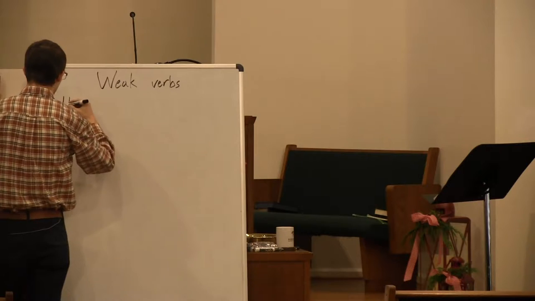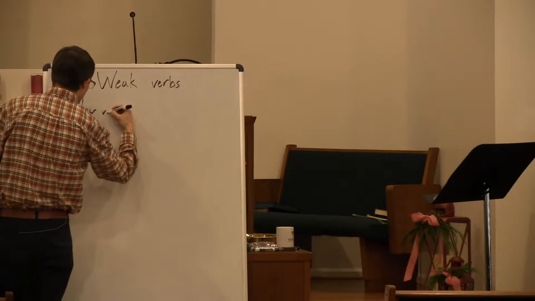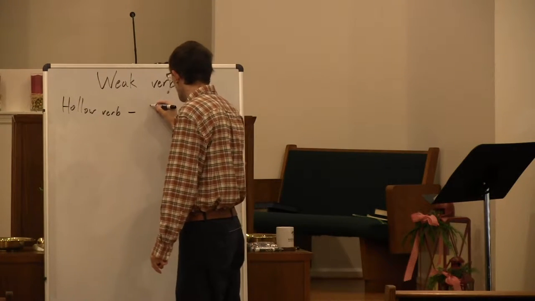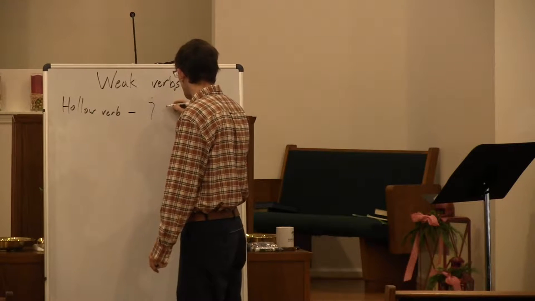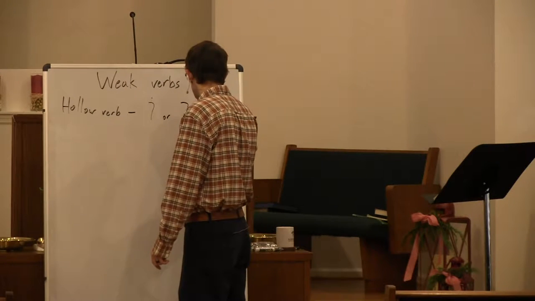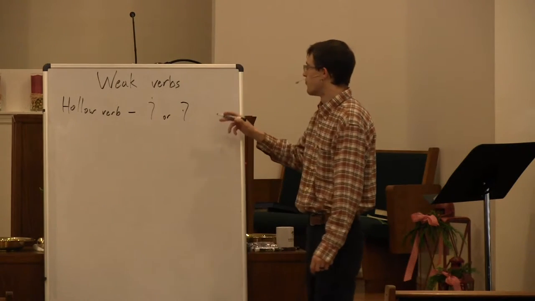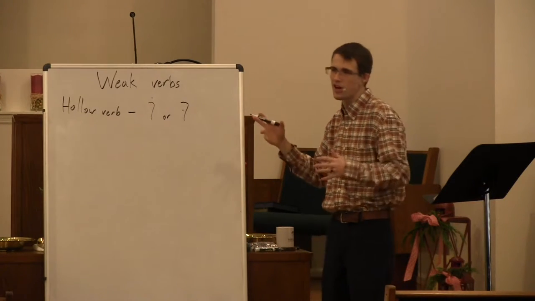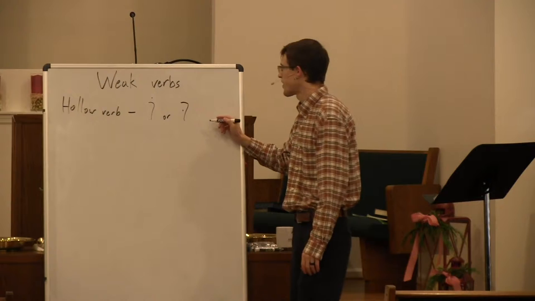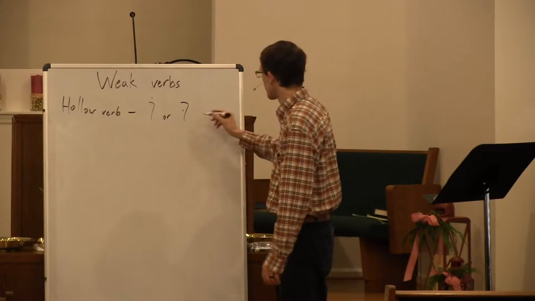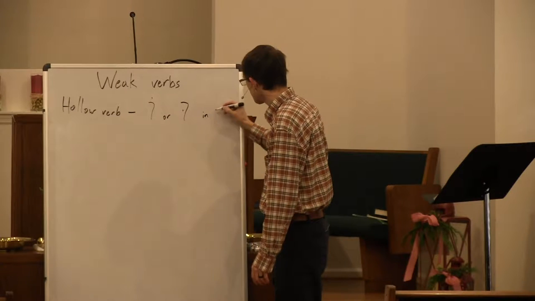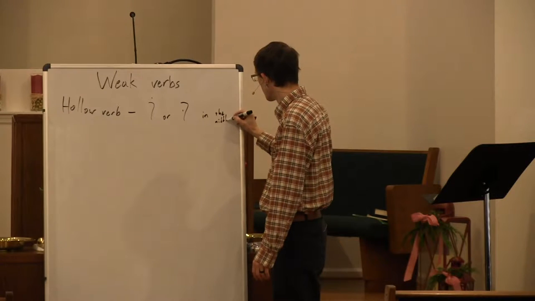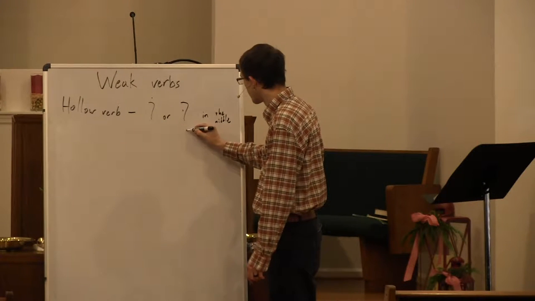Okay, hollow verb. And a hollow verb is a verb that has a full holem or a shurek in the middle, the second ground form consonant. Okay? So it's a vav, the consonant vav, appearing as a vowel. So it is a vowel and a consonant kind of at the same time. We'll talk a little bit more about that in a second. But the hollow verb is going to have in the middle, we'll put it in the easiest terms possible, in the middle or second ground form consonant.